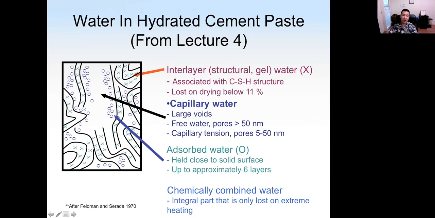So these are old slides. We talk about the water in hydrated cement paste from lecture number 4. Okay, and we know we have different types of water, such as interlayer water or the gel water between the CSH sheets. Okay, and also we have capillary water, adsorptive water, and chemically combined water.